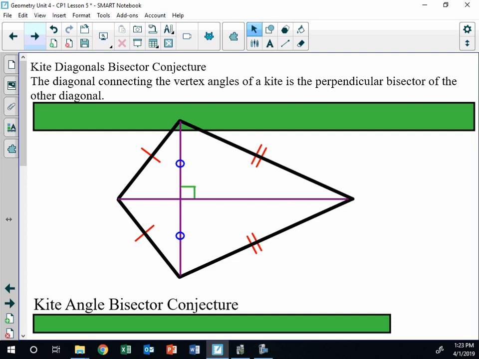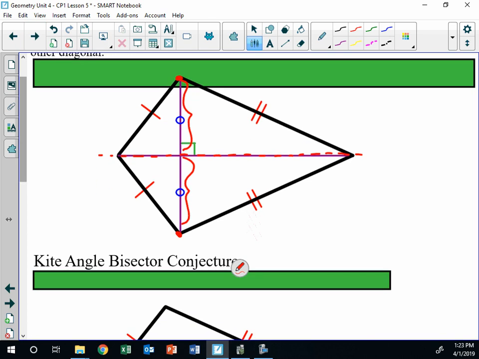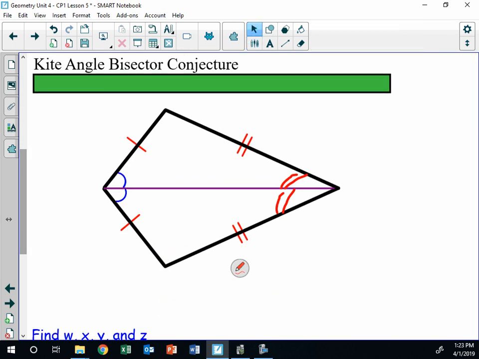The diagonal connecting the vertex angles of the kite is the perpendicular bisector of the other diagonal. So we know that now we're cutting this diagonal in half. That makes sense based on the concept of the line of symmetry. We're really bringing a lot of these concepts together, seeing why these conjectures work, and symmetry is an important part to understand that it is a bisector, and more importantly, a perpendicular bisector.